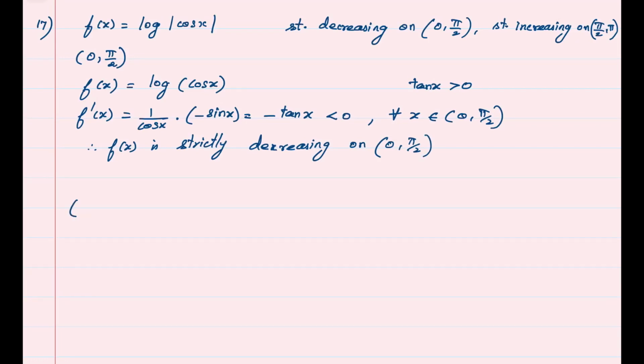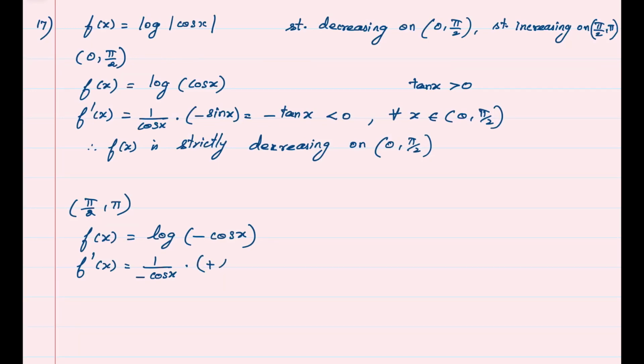Now let us check for the second interval pi by 2 to pi. This is second quadrant. In the second quadrant, we know that cos x is negative. Therefore, f of x becomes log of, to remove the absolute value sign, we have to write minus sign. It becomes minus cos x, so that minus cos x will be positive. Now let us find f dash of x. Derivative of log is 1 upon minus cos x into derivative of minus cos x is minus of minus sin x. Here also we get minus tan x.